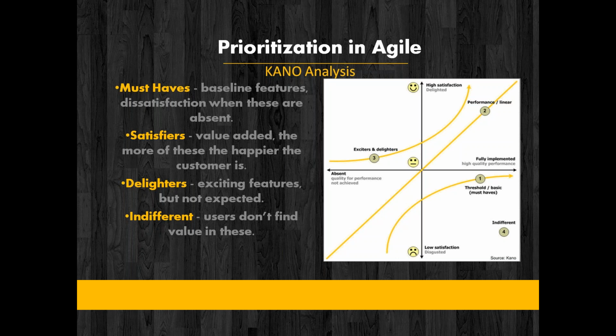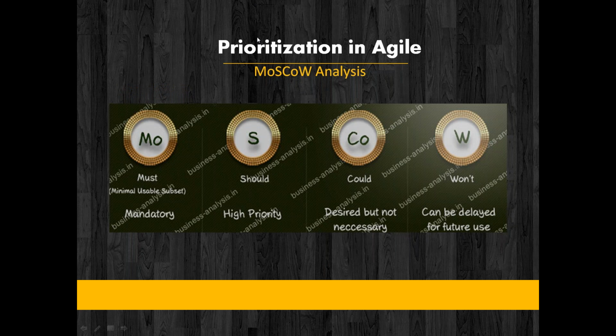And then there is the MoSCoW analysis. It's almost similar to the Kano. As you see the abbreviation here, MoSCoW stands for, first, the must-have, that is the mandatory requirements. Then the should-have, that is a higher priority one. Could-have, that is desired but not necessary, so you can actually put that in the background. And then won't-have, that can be delayed for future releases. It's not at all mandatory.